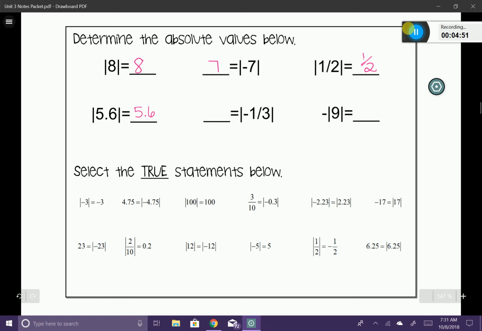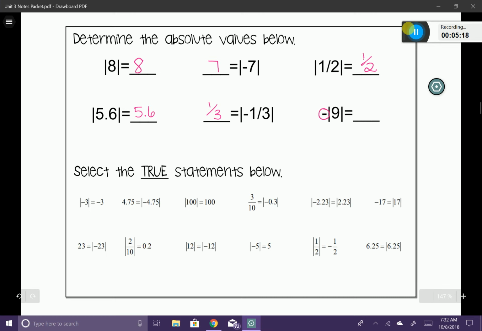The next example is asking us to figure out what's the absolute value of -1/3. And that's going to give us 1/3. Now, this last one is very tricky. Every once in a while, something like this will pop up. Now, let's go ahead and talk about this. This is saying negative absolute value of 9. So the new piece is this little negative out front.